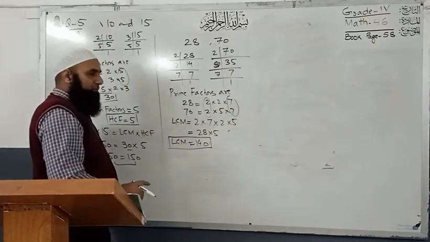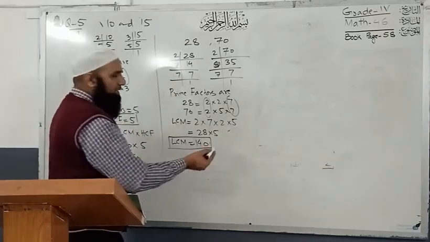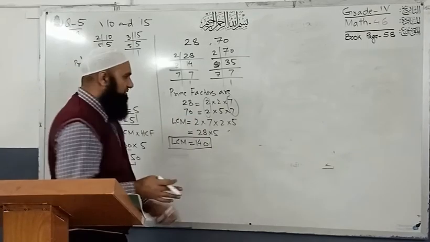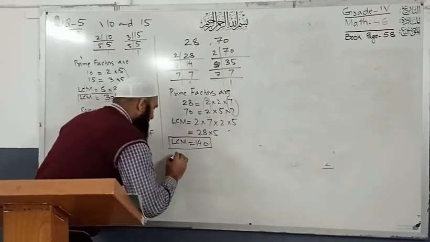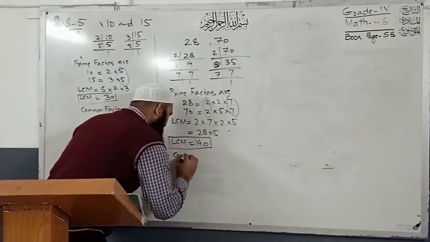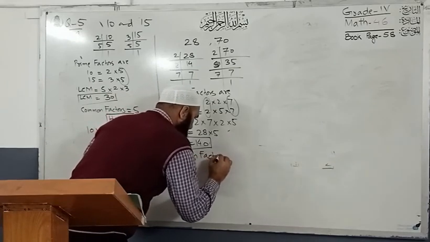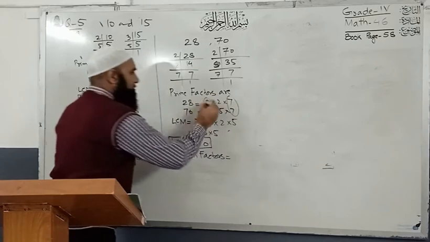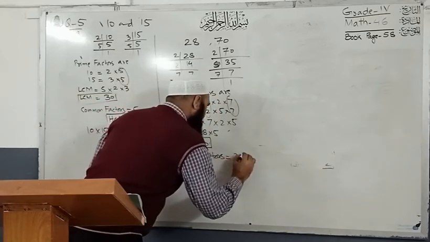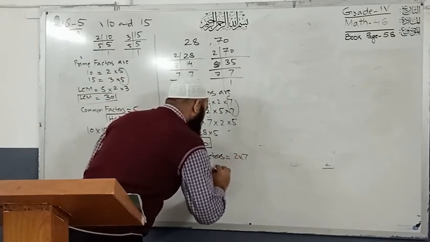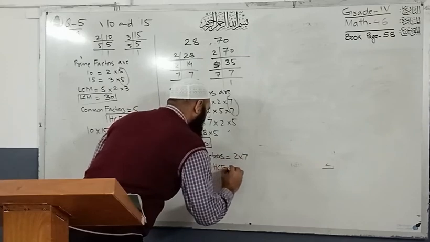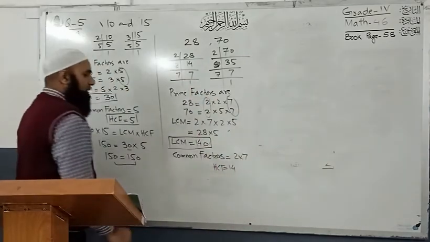Now we find the highest common factor. Highest common factor always comes from the common factors. See what the common factors are here. Common factors are 2 and 7. 2 multiply 7, that is, HCF is equal to 14.